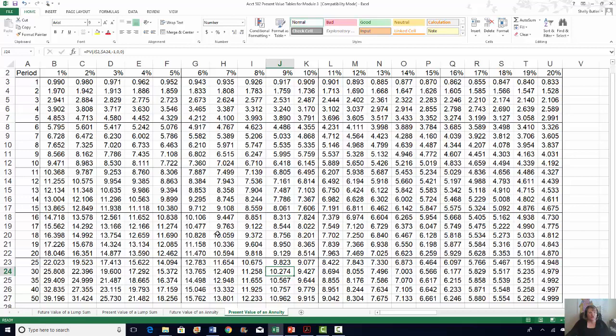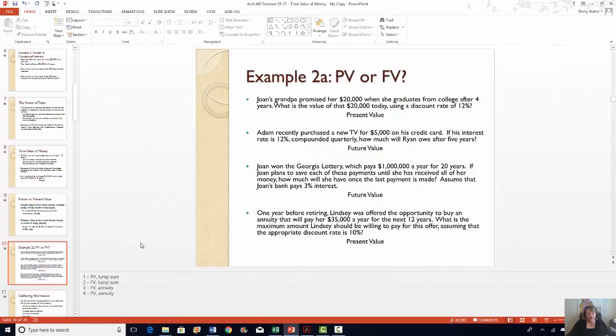And you want to make sure, first of all, you have to use the right chart, and then you want to use the right future value and present value chart. And so you have to get it clear in your head. Are you looking for the present value? Is it a lump sum or an annuity? Or are you looking for the future value, and is it a lump sum or an annuity? And once you get that straightened out, then you can continue on with your examples.